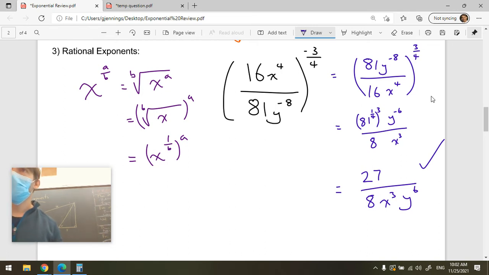Avery. When I did it, I separated this 16 into x4. So it's 16 to the power of 3 over 4. And then I combined 8 and 27. Well, it doesn't reduce as a fraction because they don't share any factors, right? 27 only has 3 as a factor, and 8 only has 2 as a factor.